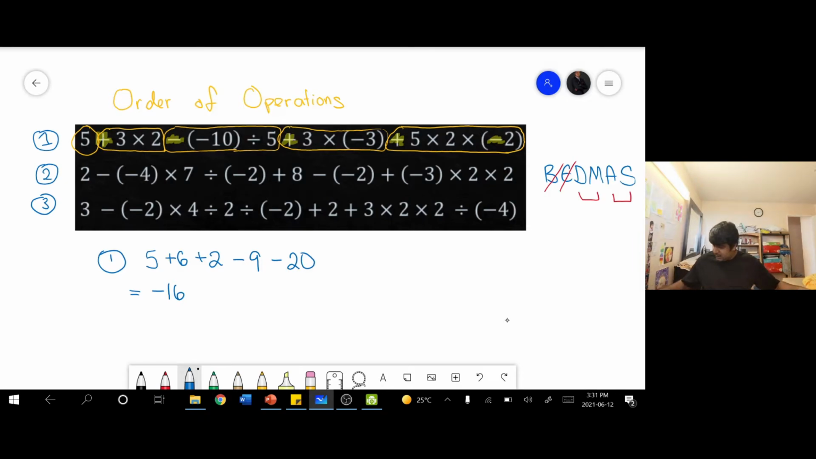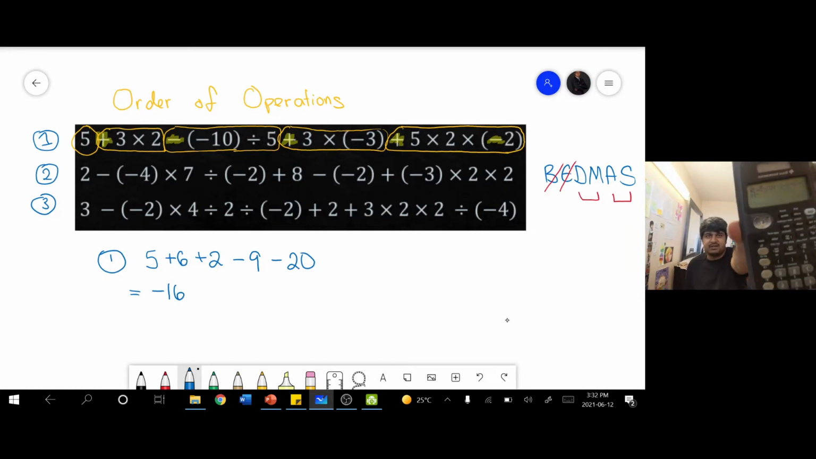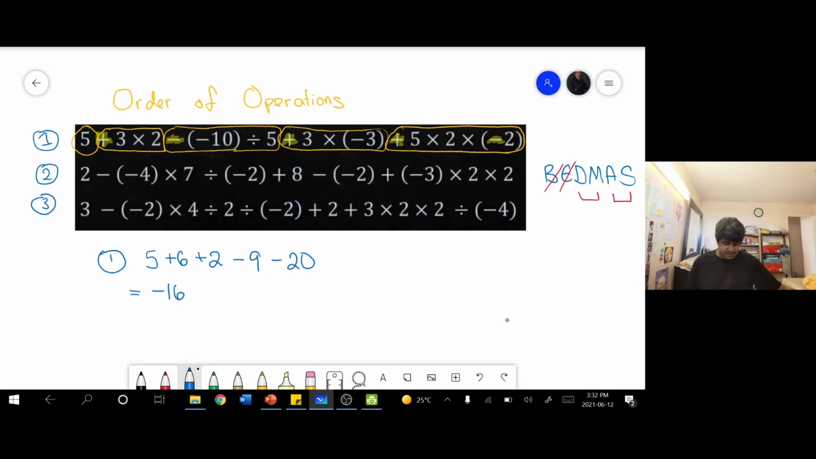Now, to check your answer, I would highly recommend getting a BEDMAS-enabled calculator. And then you can just chuck this into the calculator and see what happens. So 5 plus 3 times 2 minus negative 10 divided by 5 plus 3 times negative 3 plus 5 times 2 times negative 2, and we receive an answer once again of negative 16. Okay? And so that means it's a job well done, and we've circled properly and everything is good to go.